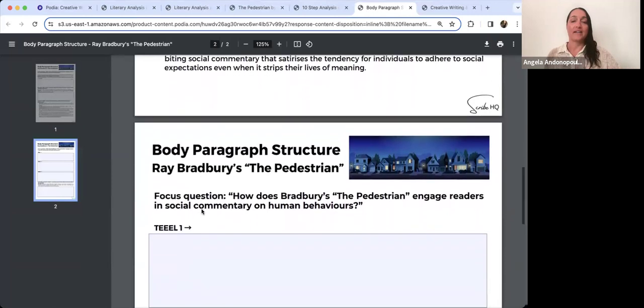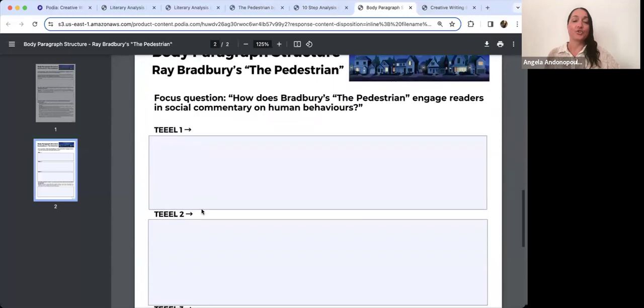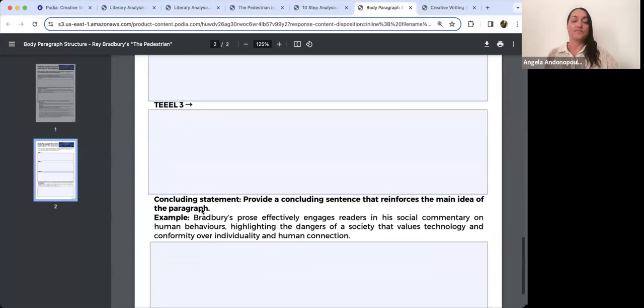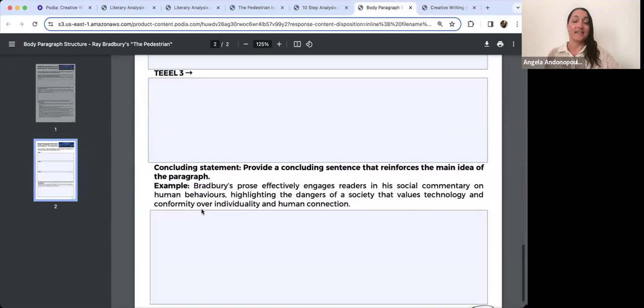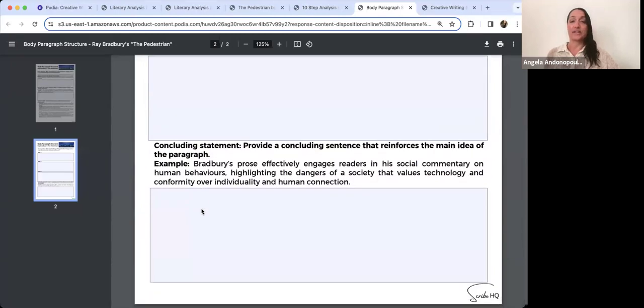I've got an example there of how you can do that. And then here's your room for doing your TEALs. And then I've also got a sample concluding statement there.